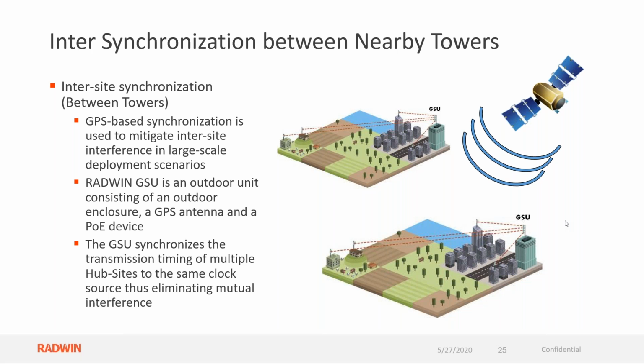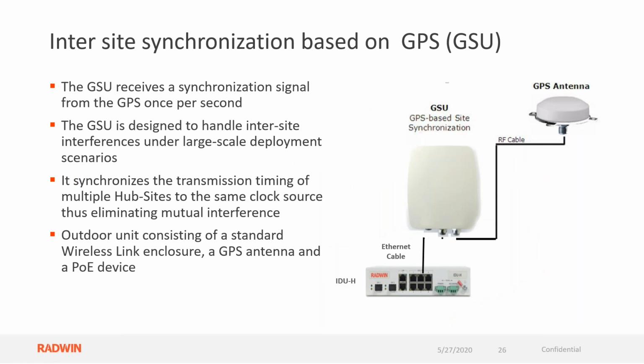RADWIN GSU is an outdoor unit consisting of an outdoor enclosure, a GPS antenna, and a PoE device. The GSU synchronizes the transmitting timing of multiple hub sites to the same clock source, thus eliminating mutual interference. So we have a device that provides us the clock from the satellite. Now, if it gets the satellite clock, I can definitely say that all the towers getting the clock from the satellite will be either transmitting or receiving on the same timing.